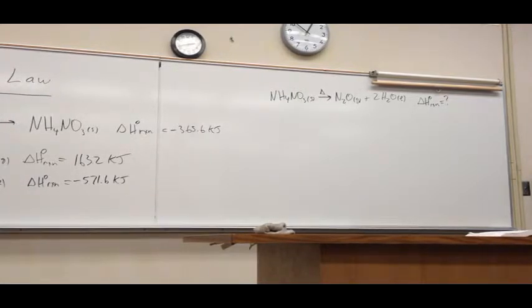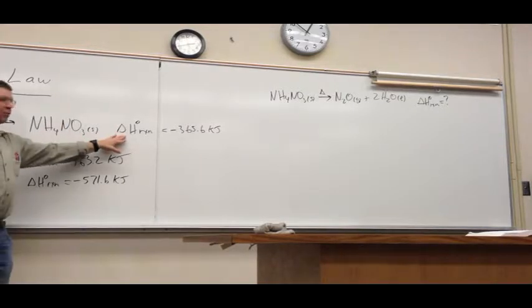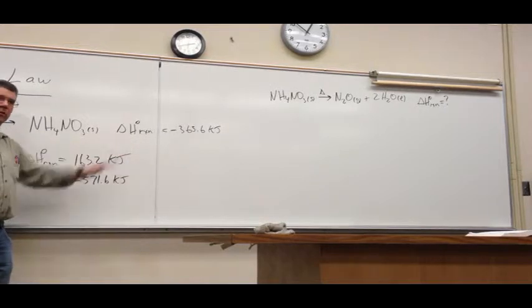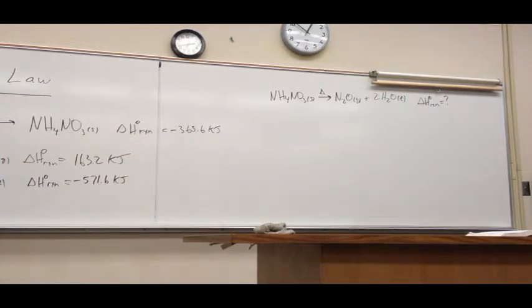And so when you're adding equations, right, when you manipulate them, you can manipulate them. You just have to know that if you reverse the direction of the arrow, the sign for the change in enthalpy changes, negative to positive, vice versa. If you multiply the coefficients through by some number, you also multiply the change in enthalpy through by that number.